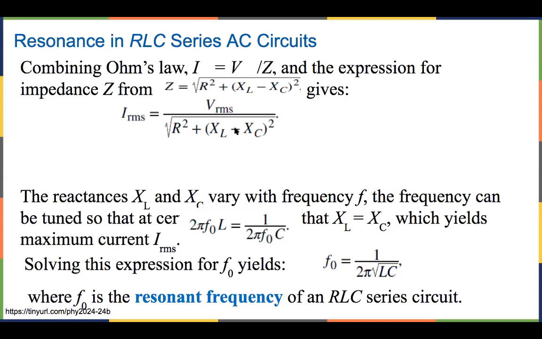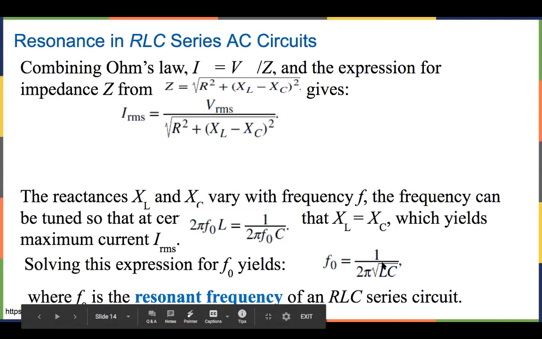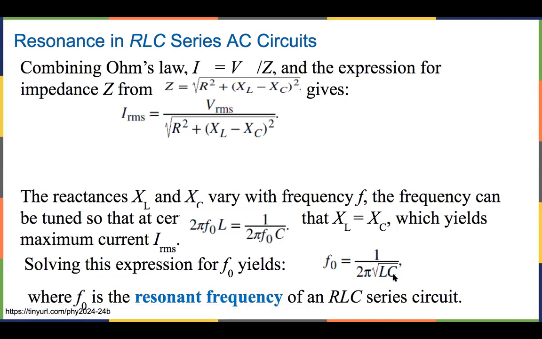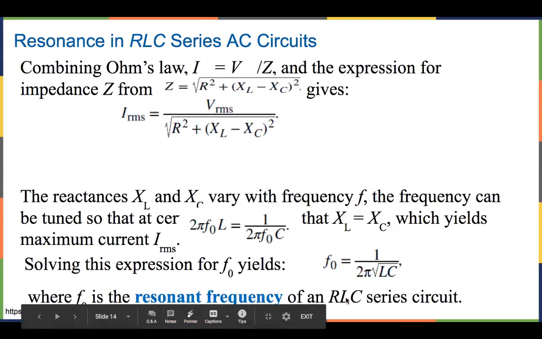If that happens, you'll see the current will have a maximum value. So you solve for your frequency: frequency is equal to 1 over 2 pi square root of LC. In this case, you will have maximum current, which means you will have maximum response from the circuit. This frequency is called the resonance frequency of an RLC circuit.